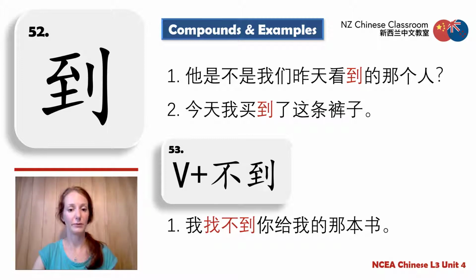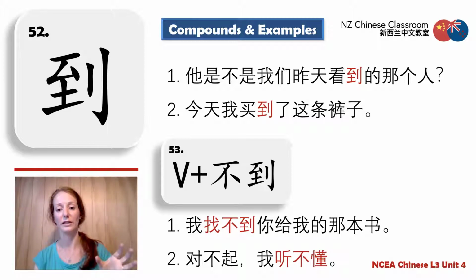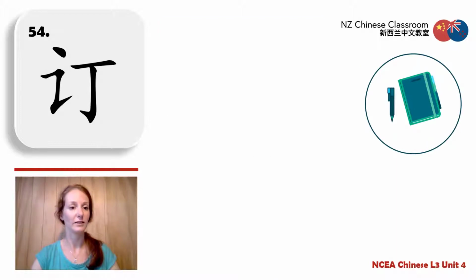Let's have a look at another example. 对不起，我听不懂. So you might have learnt this one just as a phrase by itself, but now hopefully you can understand the structure of it. So, sorry, I can't understand. 听不懂, so I listen, but I can't understand.